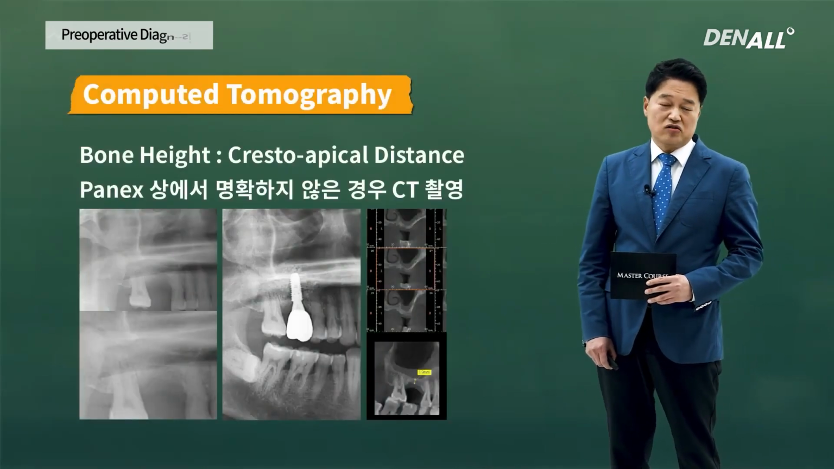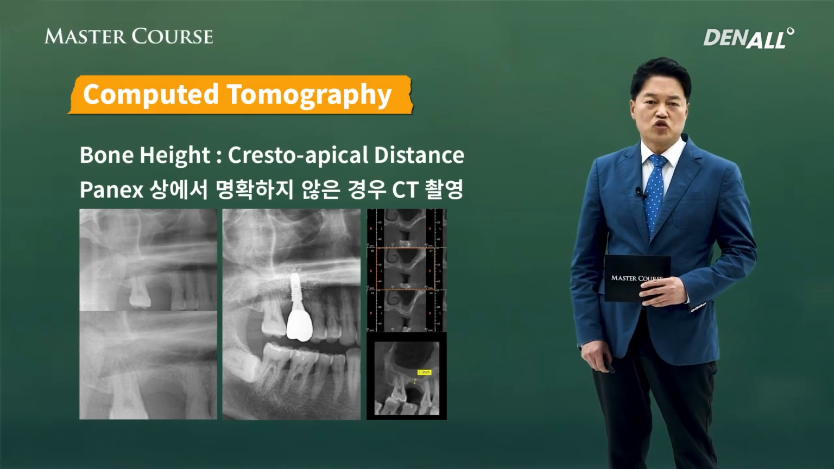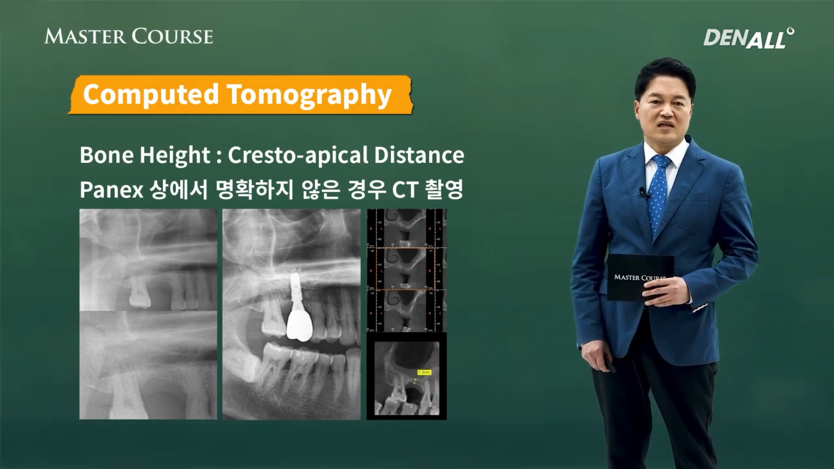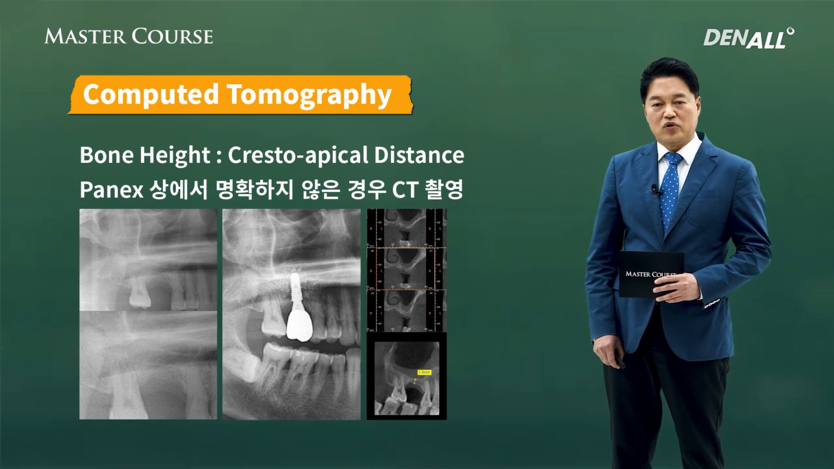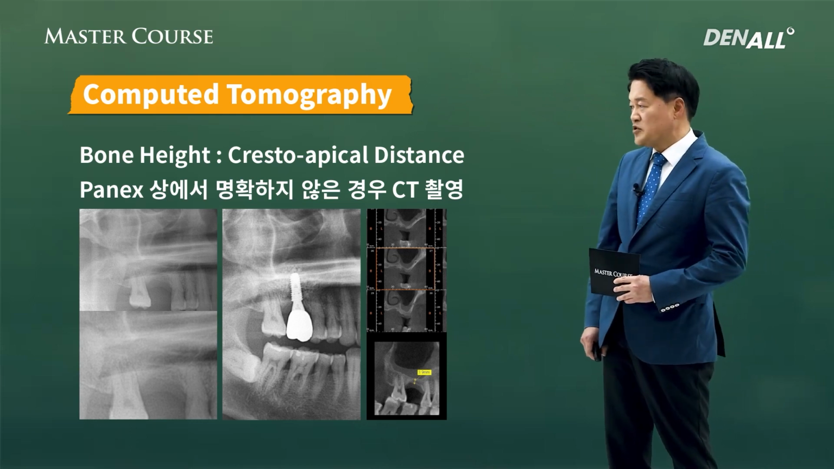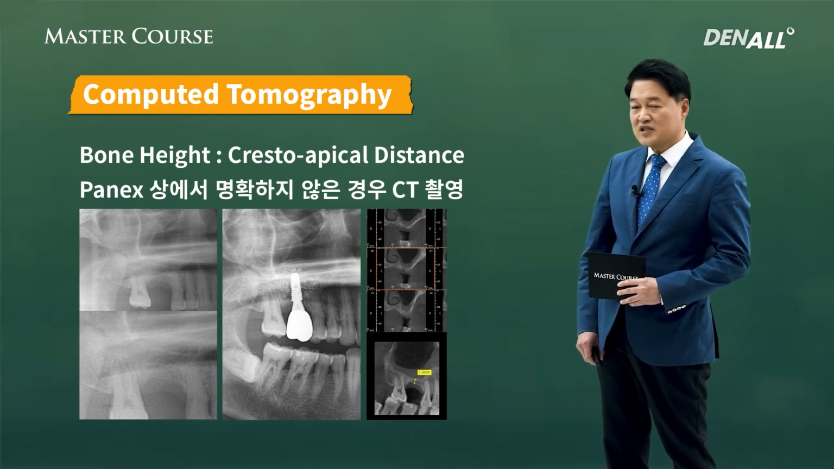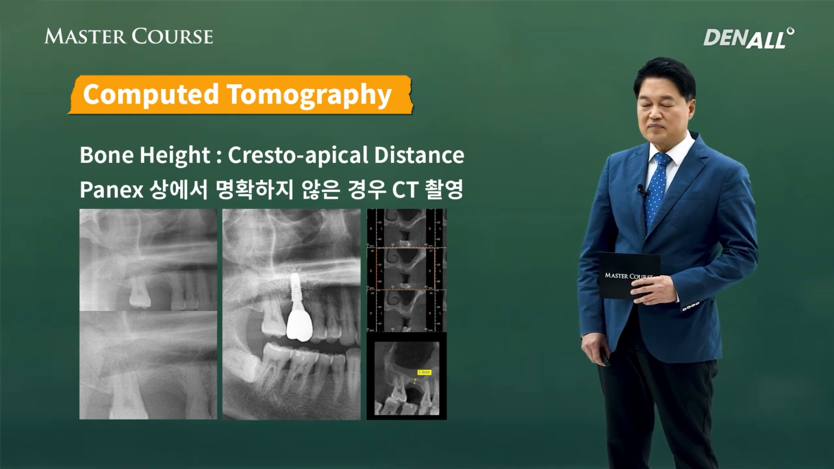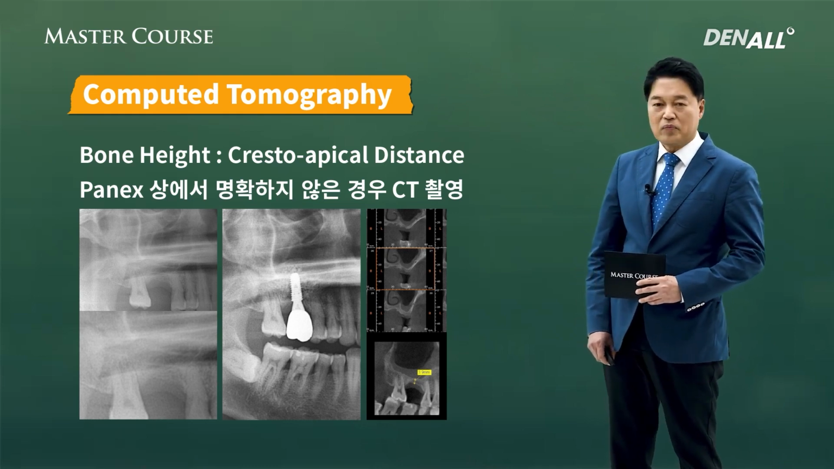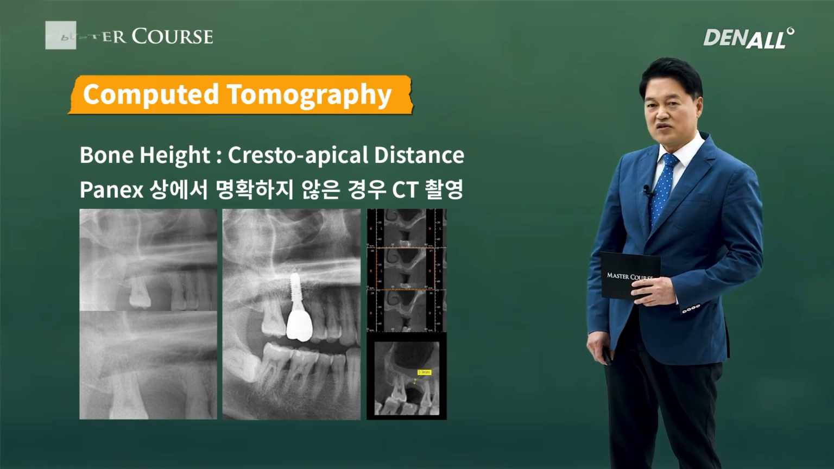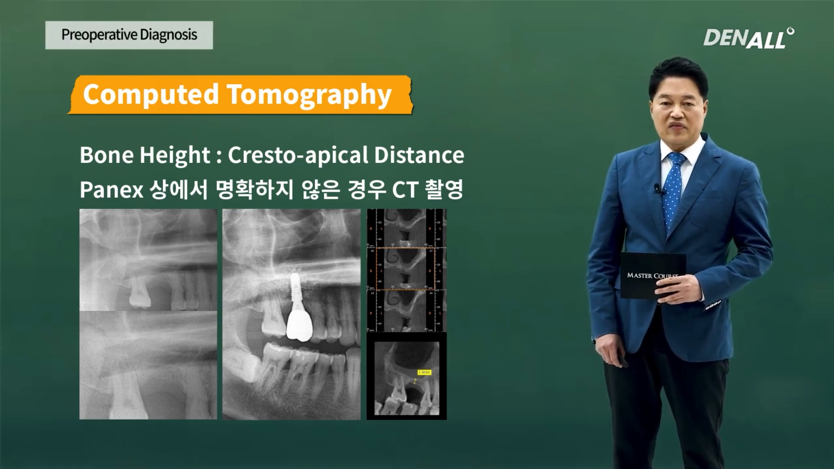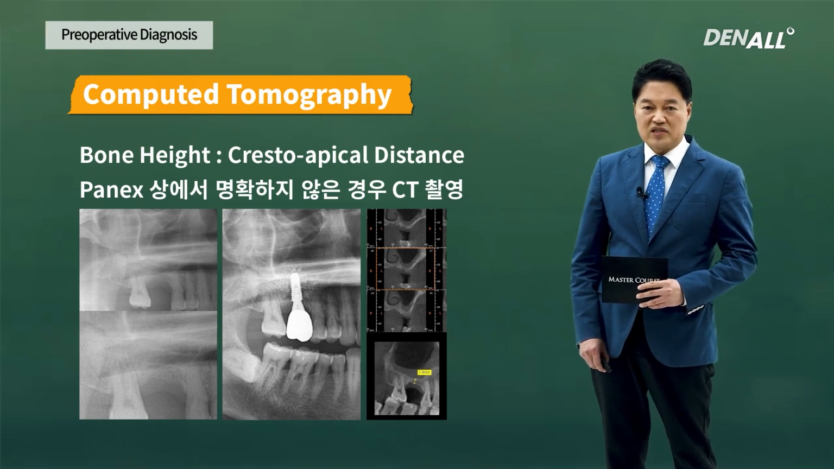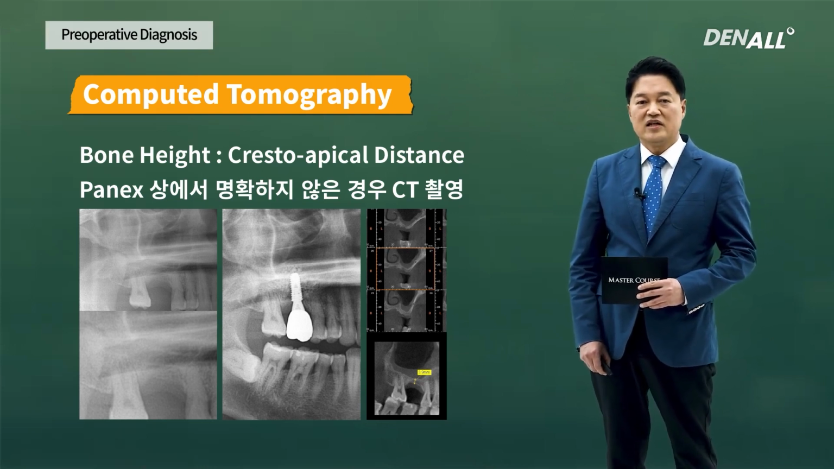As you can see, this is a Panax image. You don't know up until where the sinus wall is. And the bone height, in order to evaluate it accurately, you take CT. As you can see, it's only approximately 3.9 millimeter. The upper margin on the Panax was the margin of the lesion. There was very little remaining bone. Using the lateral approach, sinus graft was done and the implant was placed.